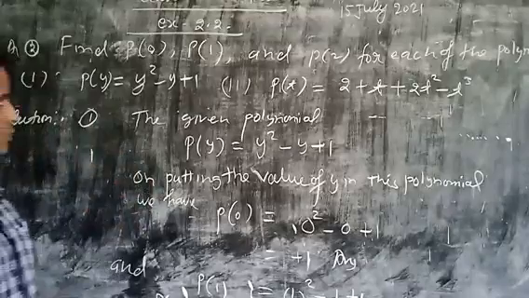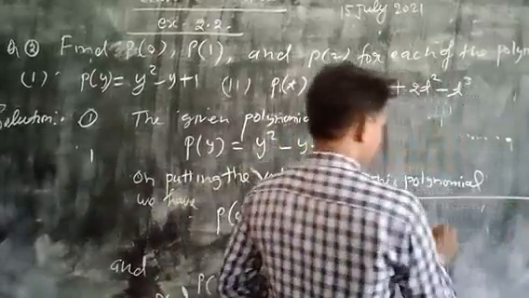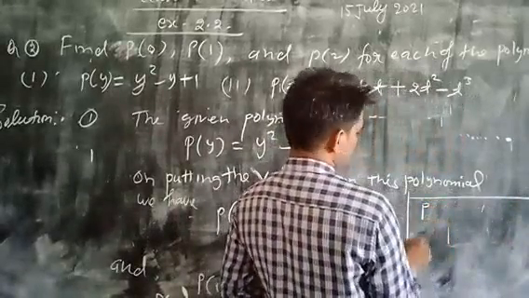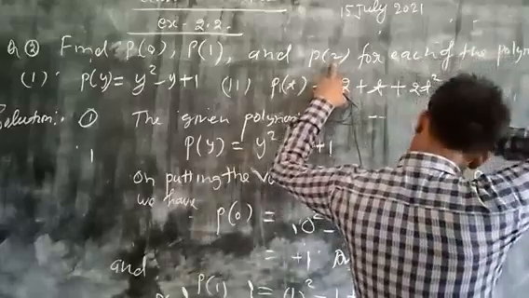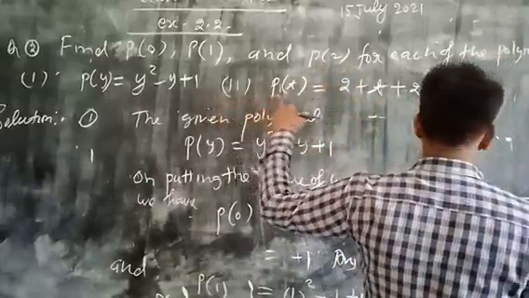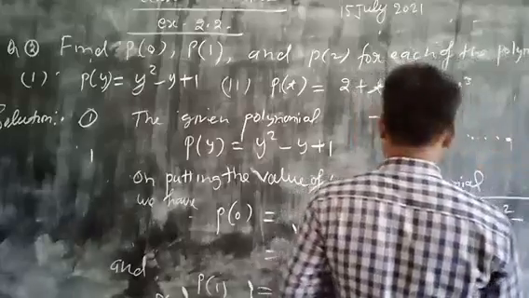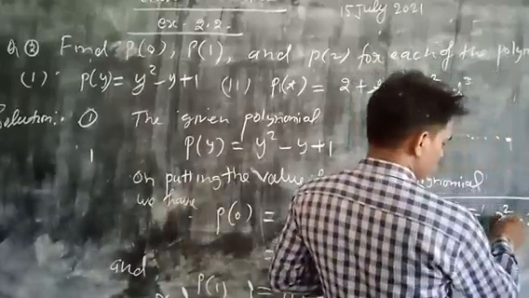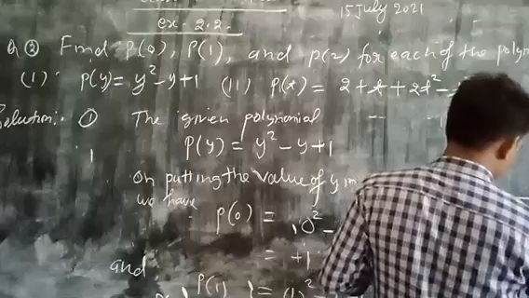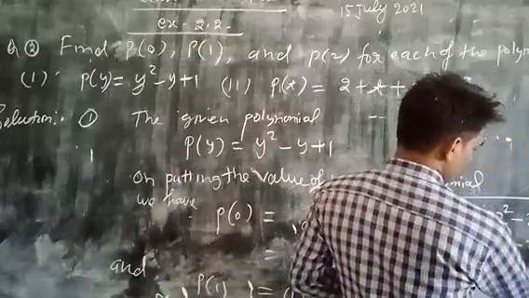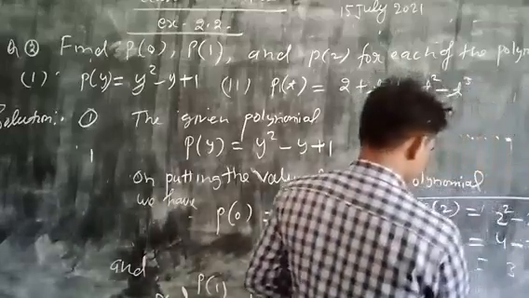Similarly, you can also find the value of P2. While putting the value of y, you get P2. At the place of y we put 2 and it becomes 2 square minus 2 plus 1. The square of 2 is equal to 4, and minus 2 plus 1. We know that 4 plus 1 is equal to 5, and 5 minus 2 is equal to 3. So this is the value of P2.